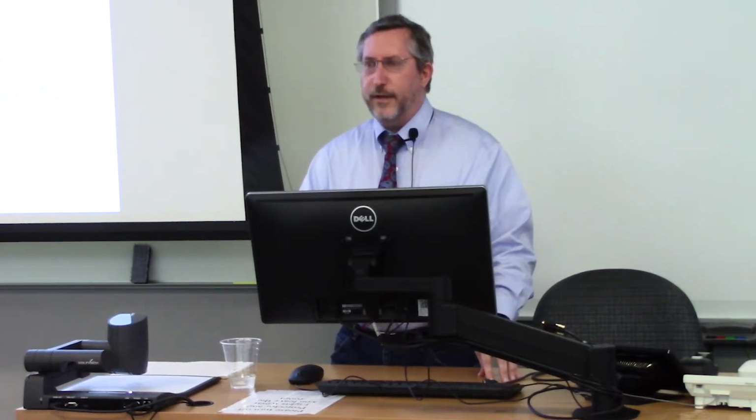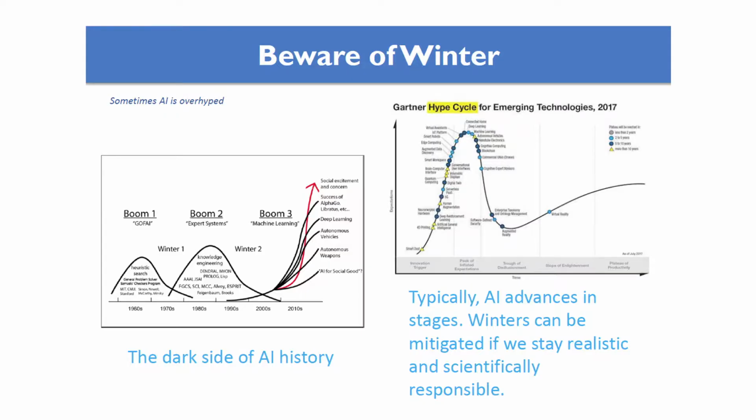There is a dark side to AI history. During each of these historical epochs I mentioned, there was a boom period and a bust period, and then another one and another one. And now we're in this third cycle where it's booming still, but if history repeats itself, we have to be very careful.